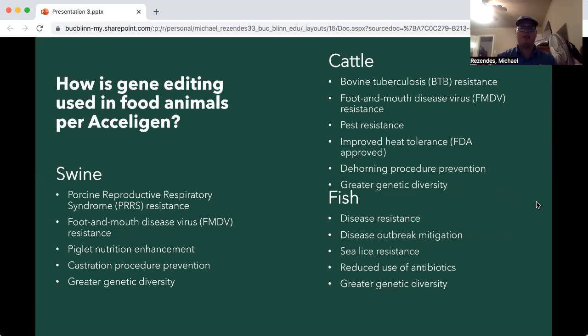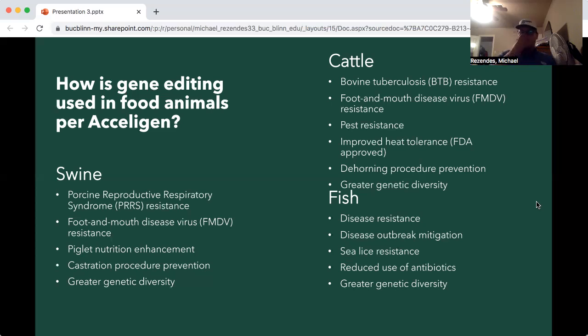What is the commercially available top technology of gene editing? Acceligen is probably the leader when we think about gene editing in meat animals, and they offer various technologies for swine, cattle, and fish. I want to point out not all of these technologies allow the animal to enter the food chain. This is what is commercially available, primarily for research purposes, and I think Acceligen probably sees all these as ultimately beneficial to whatever industry they're targeting. These can be various disease resistances, or making animals more efficient when we talk about nutrition.